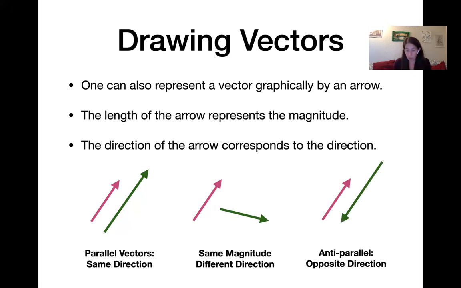And then finally, we might also discuss anti-parallel vectors. And so these two guys, again, they have different lengths, so they have different magnitudes, but they are pointing in exactly opposite directions, which is what it means to be anti-parallel. So these are different ways we could talk about how different vectors relate to each other.